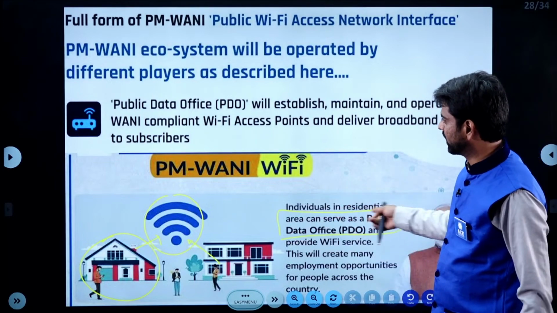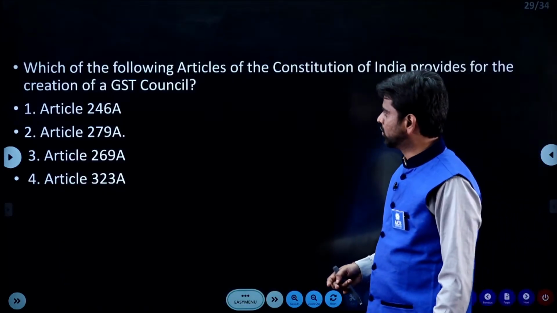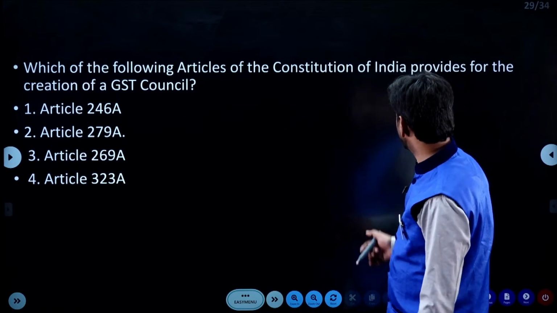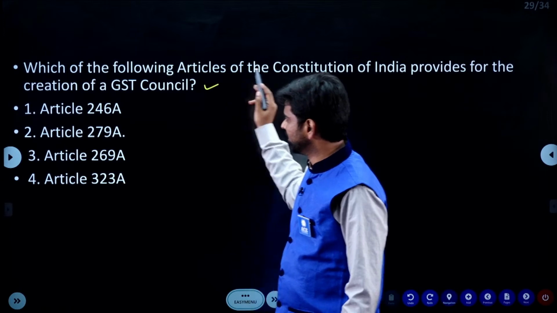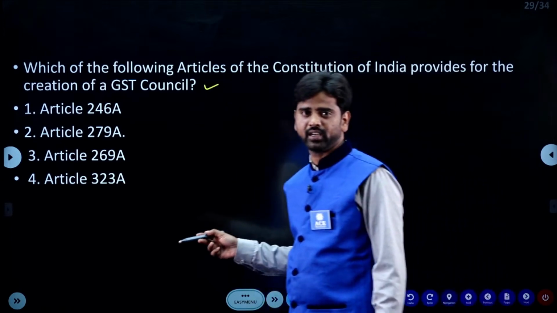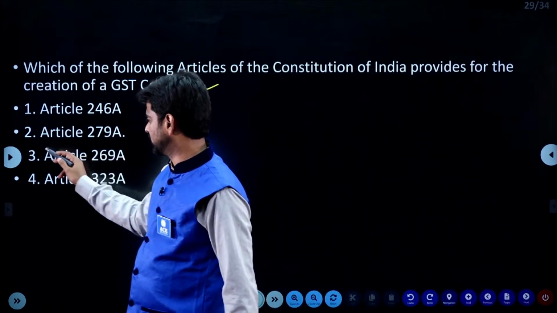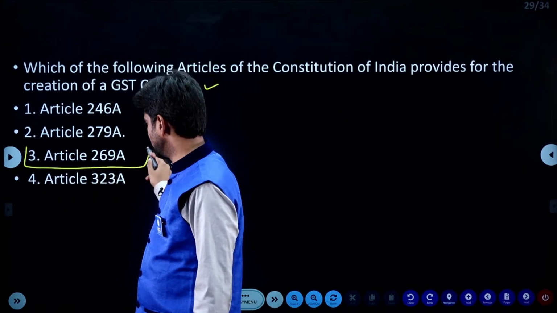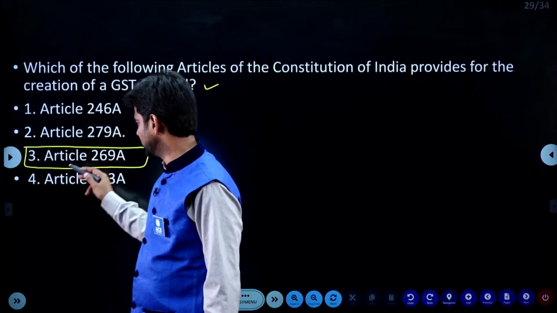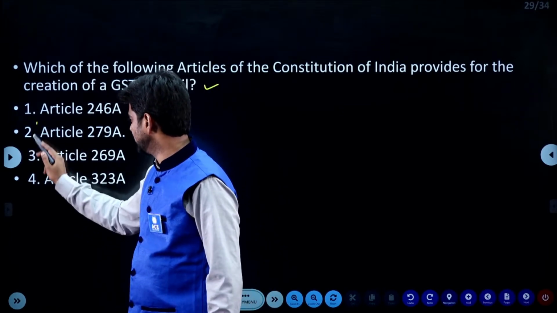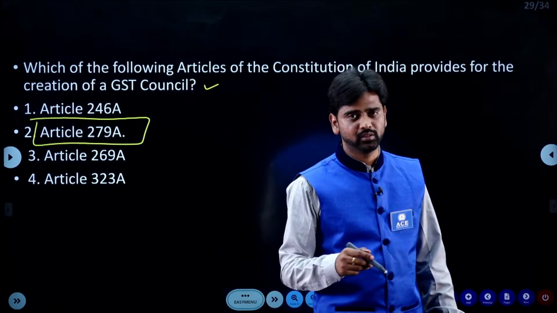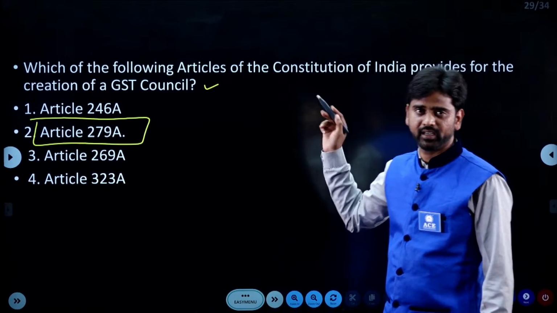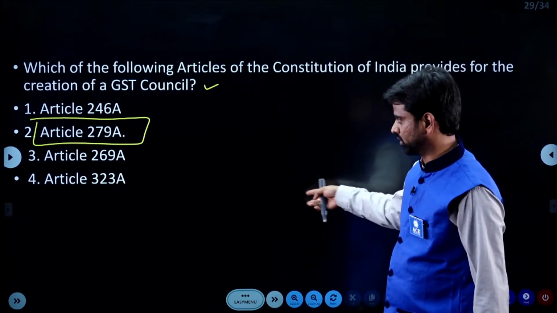Yeah, definitely it is a very simple question. Which of the following articles of the Constitution of India provides for the creation of a GST council? It's a direct question, guys. GST has come into effect from 2017, right? Yes, Article 279, not 269, Article 279. They have amended Article 279 and created a GST council. It's a very simple question.